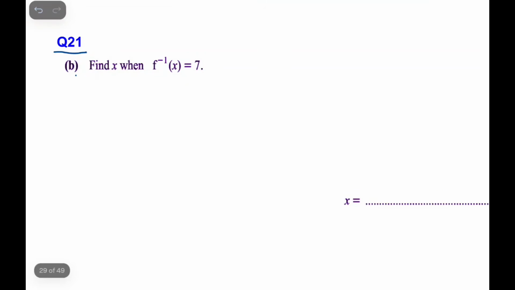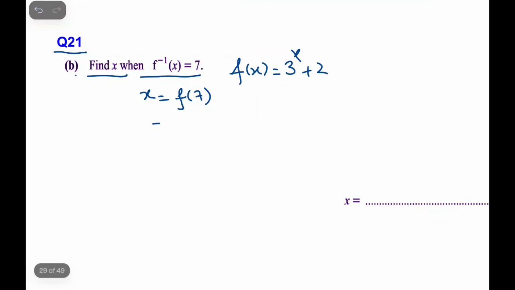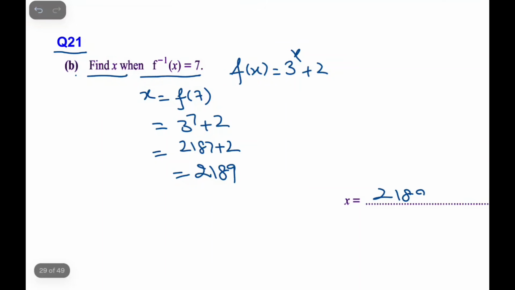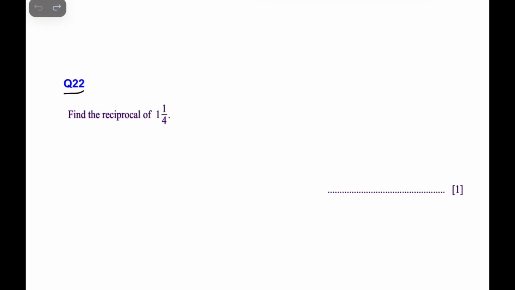Question number 21b part, find x when f inverse x is 7. So x will be f of 7. Now function f of x is given to be 3 power x plus 2. So we'll substitute 7 over here. So it will be 3 power 7 plus 2. 3 power 7, we know that 3 power 5 is 243. So 3 power 7 will be 2187 and plus 2. So we get our answer as 2189. X value is 2189.